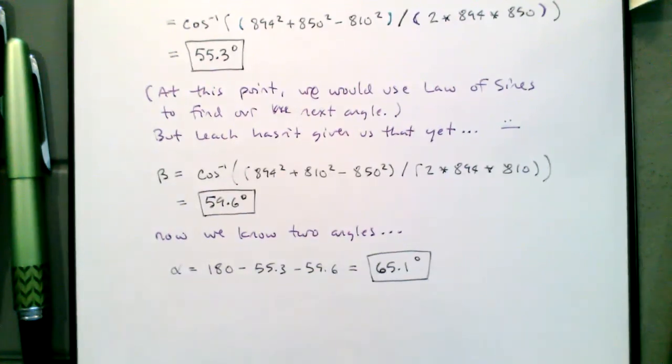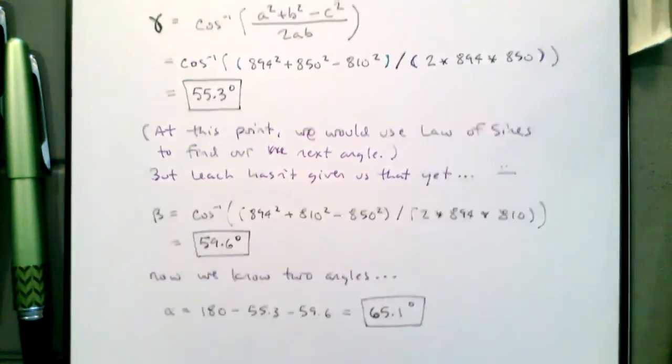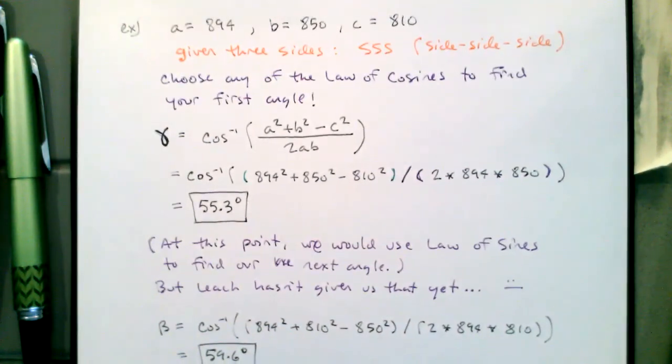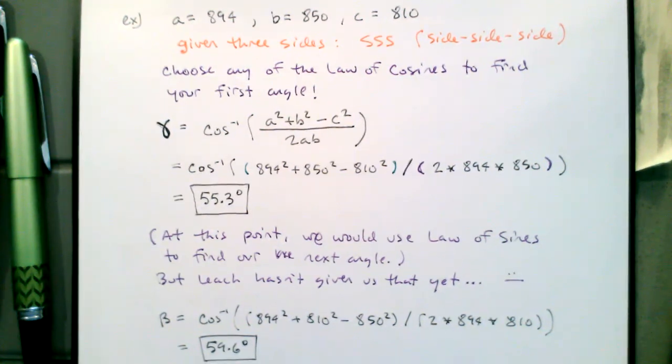So the biggest angle, alpha, is 65.1, and that is opposite the biggest side, A, at 894. The smallest angle is 55.3 degrees, which is gamma, and that's opposite C, which is 810. And so the smallest angle is opposite the smallest side. And that leaves the middle angle, 59.6, to be opposite the middle side, 850. So there you go.